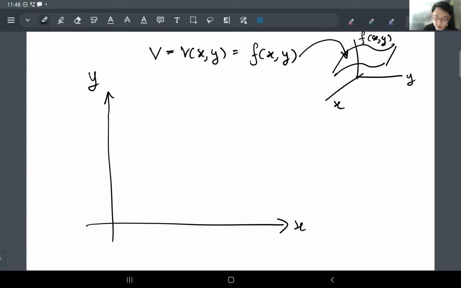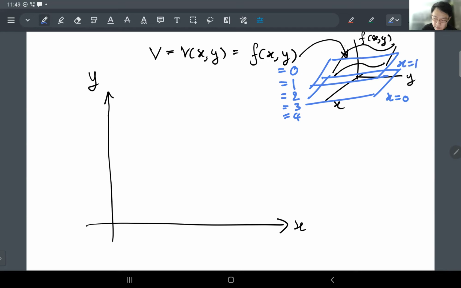What do you do? The way that you do it, you set this to be 0. Once you set this to 0, you get a function of x and y, right? And then you move on to 1, you move on to 2, you move on to 3, you move on to 4. That means you just pick the value of the function. When you pick the value, it means you just do the slicing. That's equal to 0, and then do another slice, equal to 1, you do another slice, equal to 2. Does that make sense?